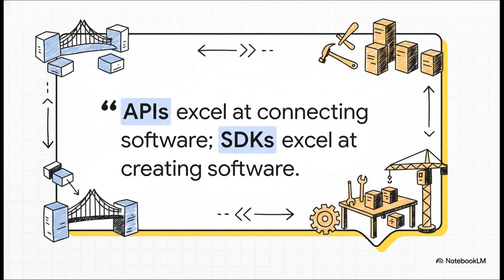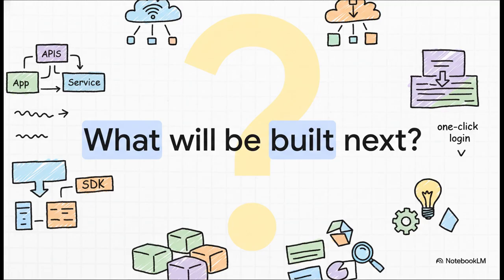If you take away just one single thing from this entire explainer, let it be this simple, powerful idea. APIs connect software. SDKs create software. It's that simple. Understanding this relationship really opens up a new way of seeing everything online. Every app, every website, every service is a combination of new creation and interconnected communication. So the next time you use that one-click login, you'll know exactly what's happening behind the curtain. And the only question left is, with these amazing tools at our disposal, what will be built next?